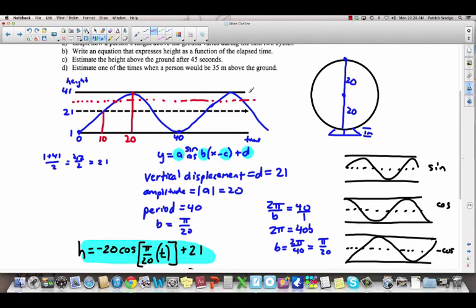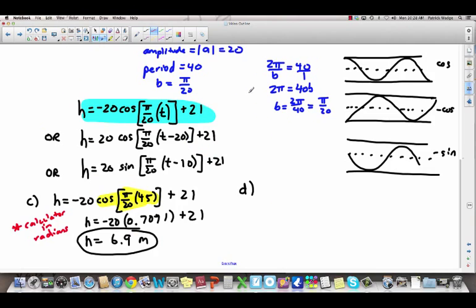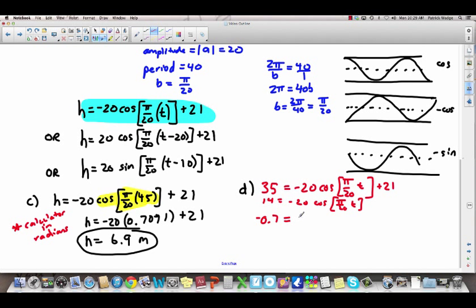If I want to know when it's going to be 35 meters above the ground, I put 35 into height, so I get 35 equals negative 20 cosine pi over 20 t plus 21. Okay, now I want to isolate this t, don't I? So let's start by bringing the 21 over. So you get 14 equals negative 20 cosine pi over 20t. Next thing you do is divide by negative 20, so you get negative 0.7 equals cosine.